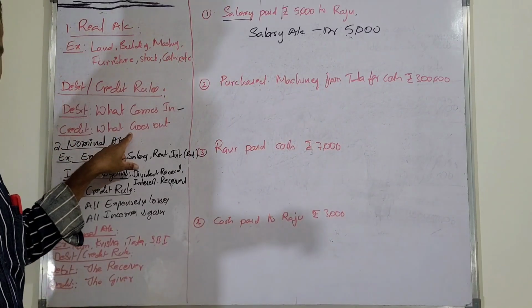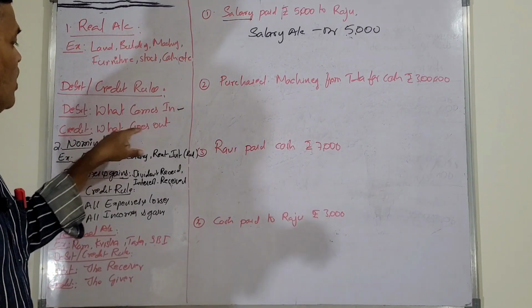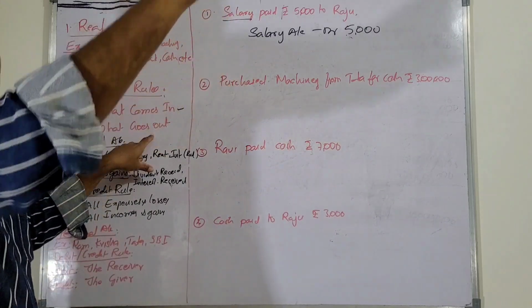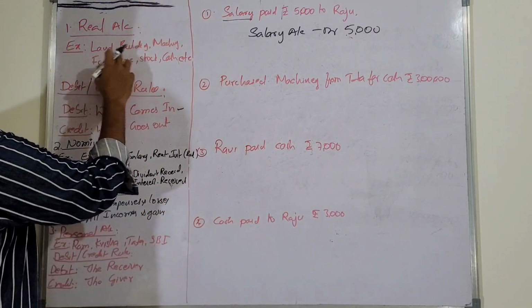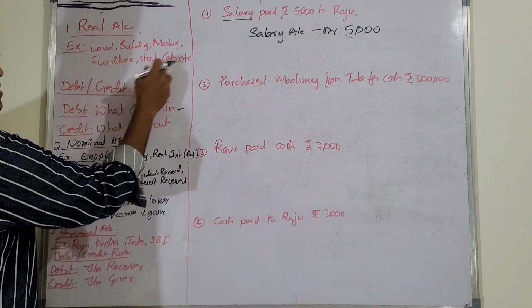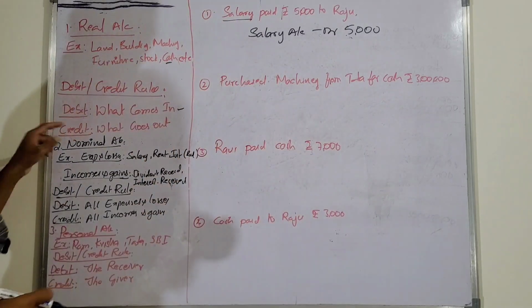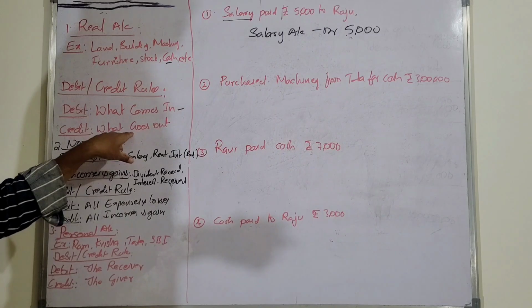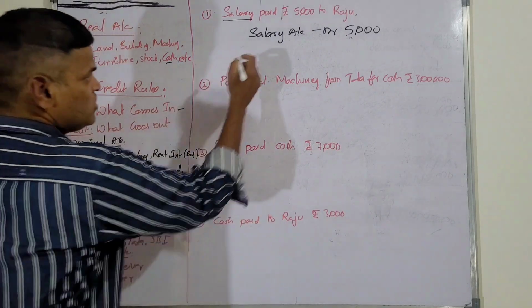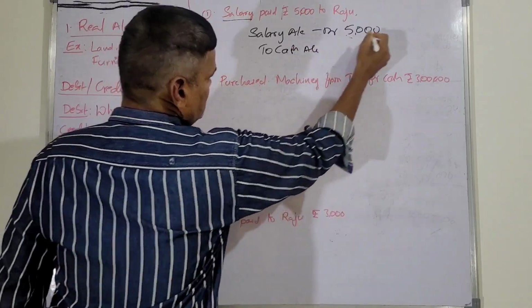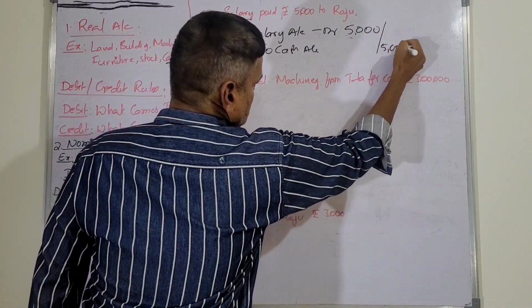When we have to write credit according to real account, what goes out? Means if any of these assets are going out from the business, we have to write credit. So here, what is that? Land, building, machinery, furniture, stock. Cash is going out now. Hence, according to real account, we can write credit. What is going out? Cash, so cash account credit. Right? Credit, we can write like this.